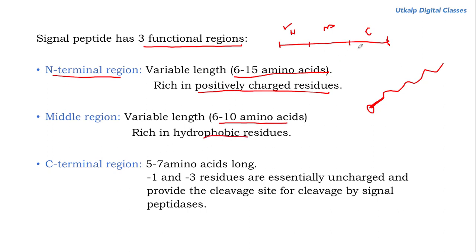Then you have the C-terminal region, which is the most important. It is not too variable. The length of the C-terminal region is fixed. It has 5 to 7 amino acids, and the -1 and -3 residues are essentially uncharged. They are neutral residues, and these residues are very important as they provide a cleavage site for the cleavage of the signal peptide by signal peptidases.